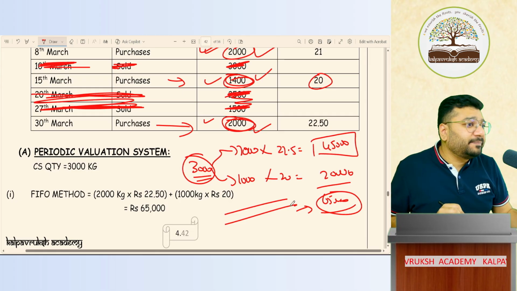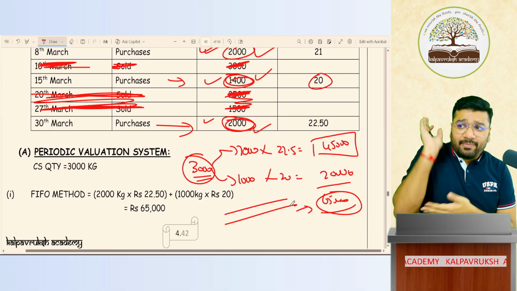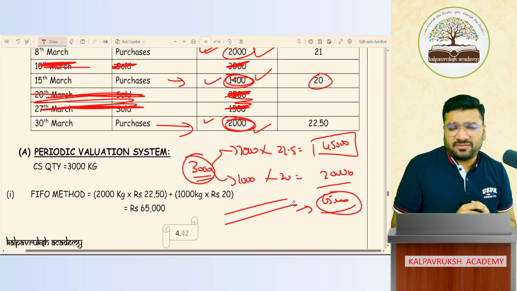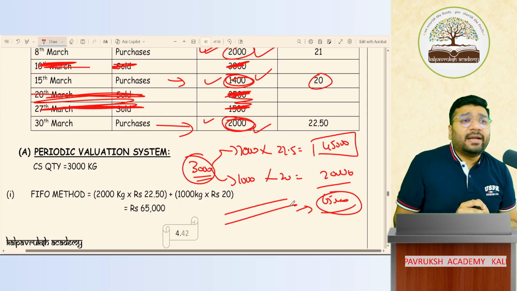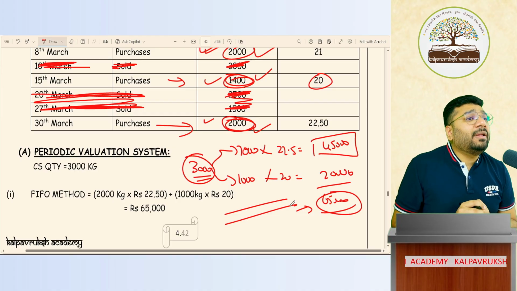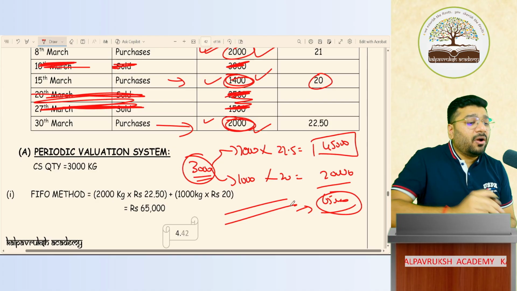I'll recommend to ICAI, if my student has a better method to value under the periodic method, I will recommend that also. No problem. Any other better method? No choice. So, if you get a question in the exam where they say the entity is following the periodic inventory system, and to calculate cost under FIFO, this is how you will calculate. Got it, not got it?